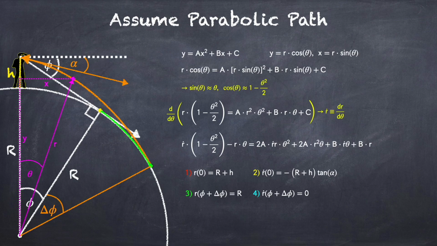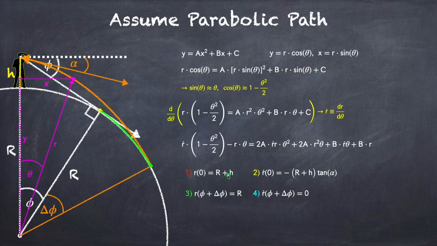So now we have 4 equations and 4 unknowns, because we don't know A, we don't know B, we don't know C, and we don't know delta phi. So 4 equations, 4 unknowns, this is a solvable system of equations. All we have to do is plug in to these 4 boundary conditions.